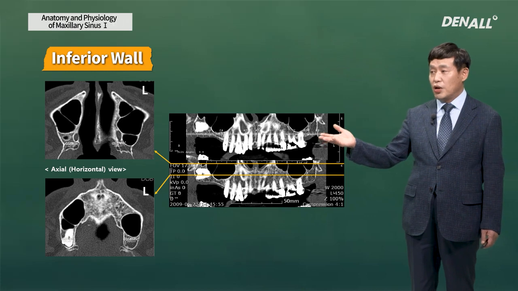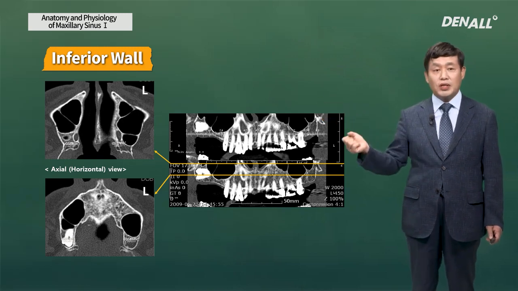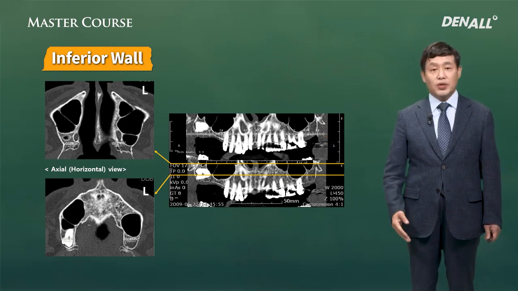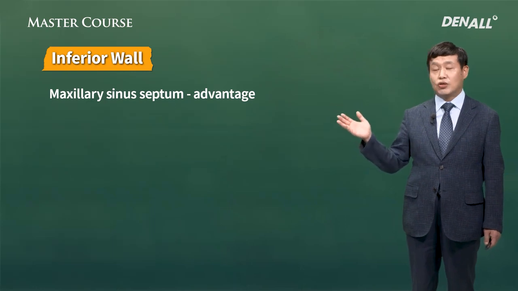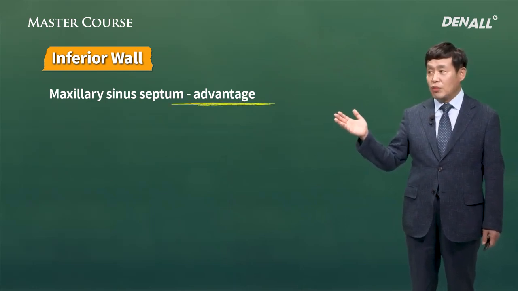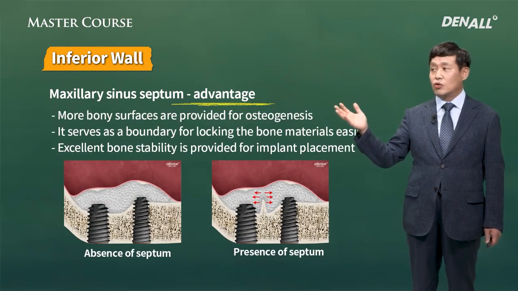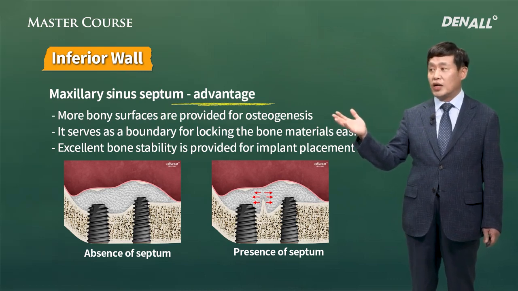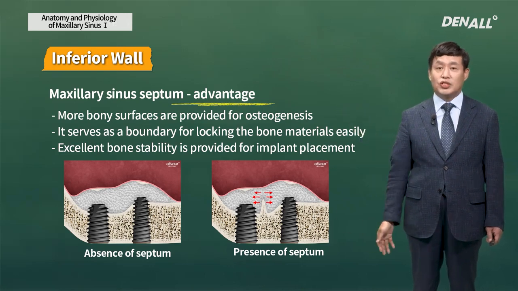In this case, in the axial section, 2 or 3 compartments are observed, or they are combined together, depending on the axial view. The septum has advantages too. When you place an implant, it can provide more bony surfaces for osteogenesis. That's an advantage, and it helps implant stability.